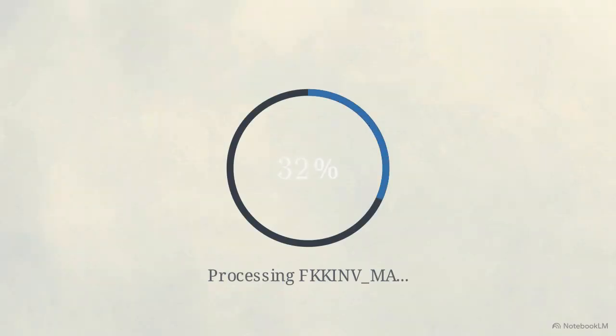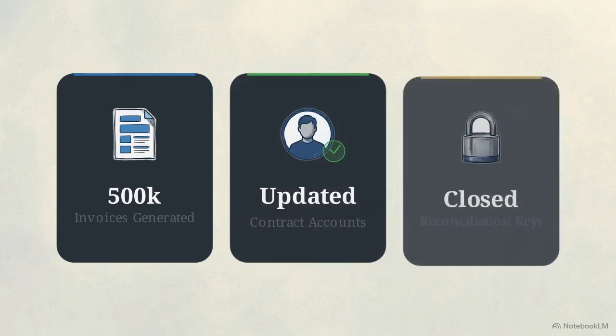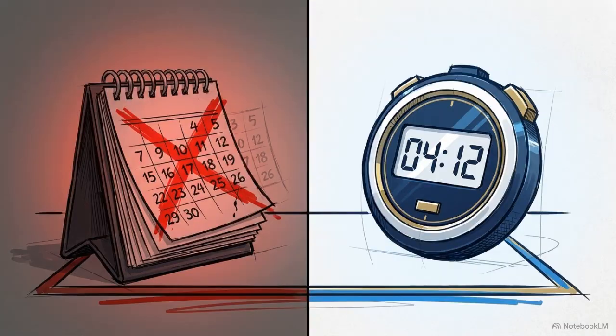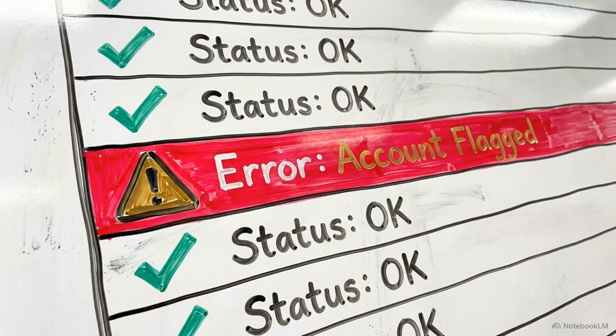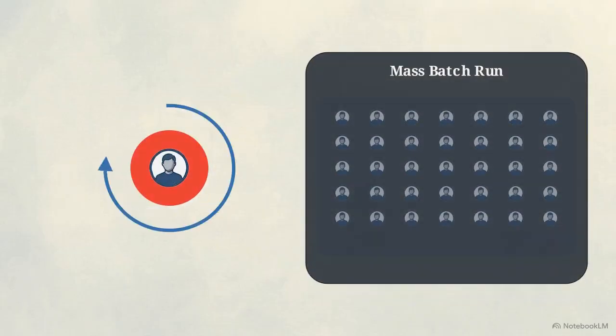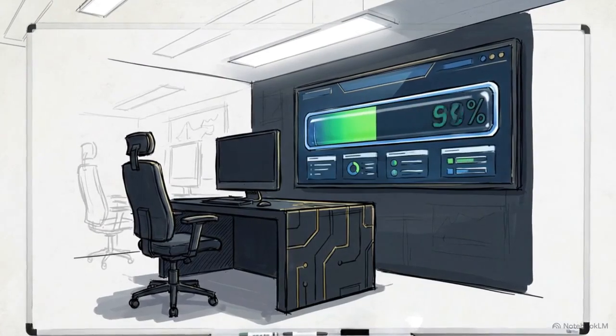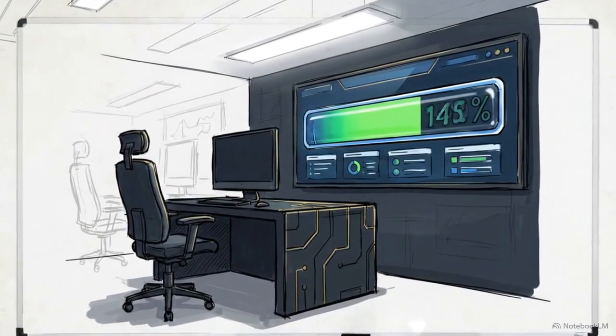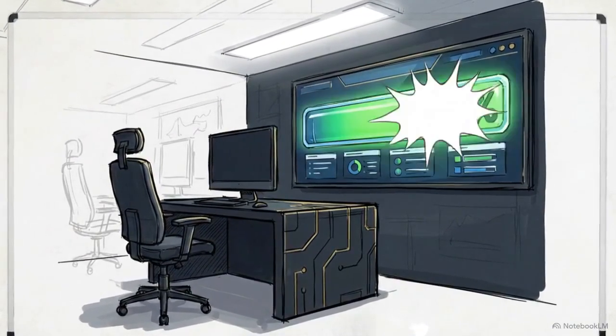The process is now complete. 500,000 invoices have been generated, the contract accounts are updated, and the reconciliation keys are cleanly closed. A task that would require days of manual, sequential effort is finished in minutes using FKKINVMA. If you did find any red errors in the application log, those specific accounts can be isolated, investigated, and reversed without affecting the rest of the batch. Mastering parallel mass processing takes a heavy, system-taxing chore and turns it into an efficient, hand-off automated operation.